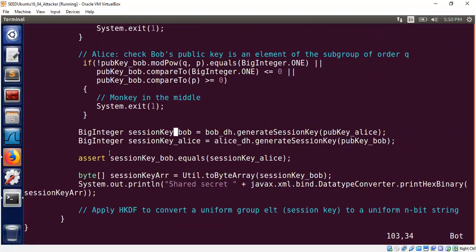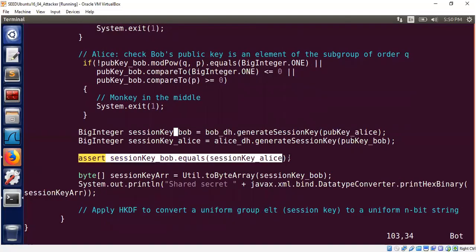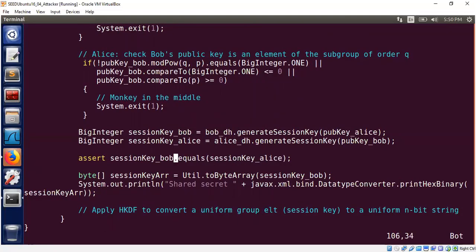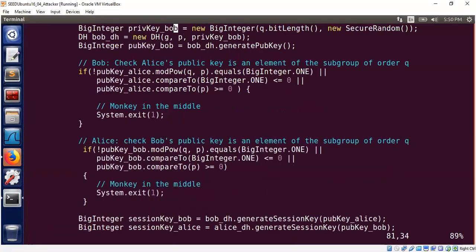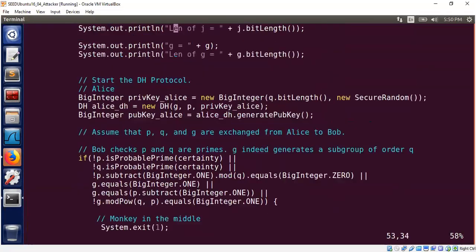Then we can assert that they both end up with the same data, as I show on the slides. Usually in practice, we can't just use that session key directly. We need to apply some kind of key derivation function, because this data that you are seeing here is a group element, not a uniform n-bit string. That's the reason. Anyway, you can watch my other videos on HKDF to understand how that works, but that's not the main focus now. So this is basically the DH protocol.